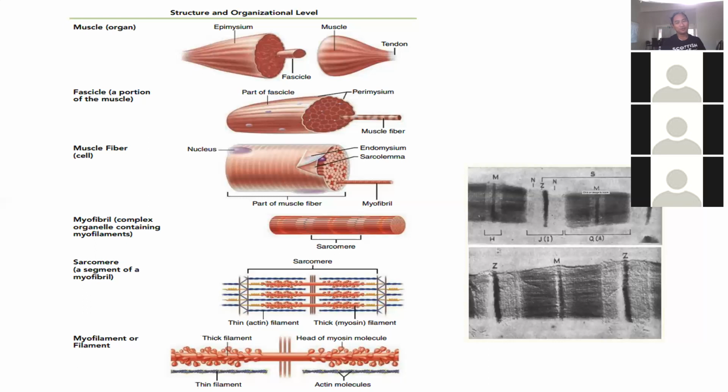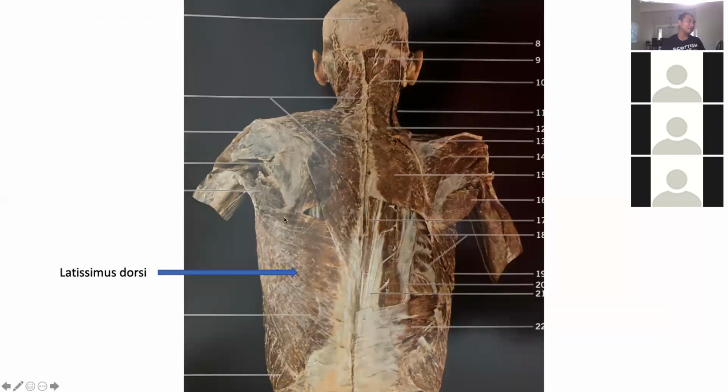Yes, so the latissimus dorsi muscle, the big thick muscle in the back, and the trapezius, these are oxidative muscles, slow oxidative muscles.